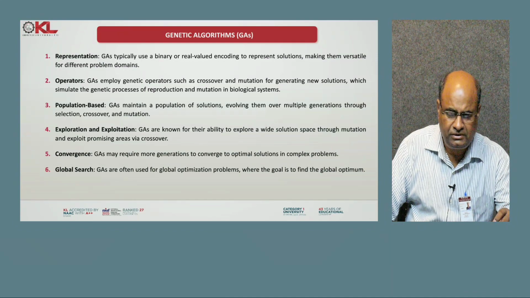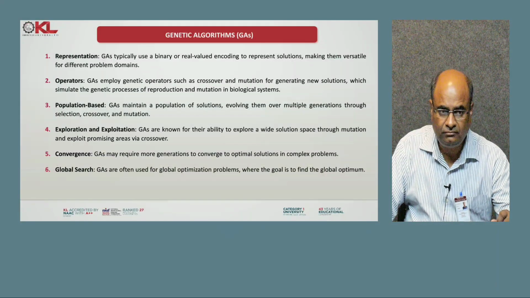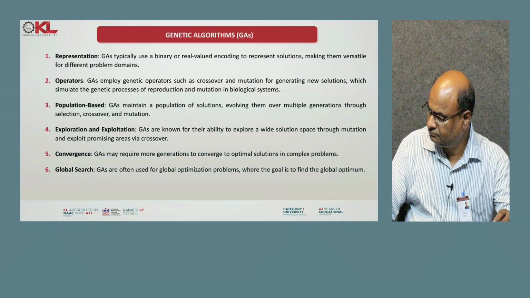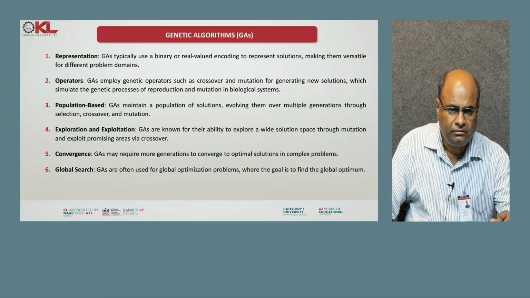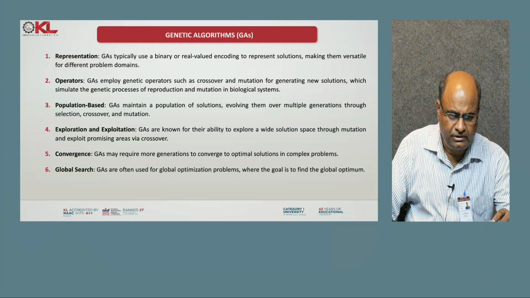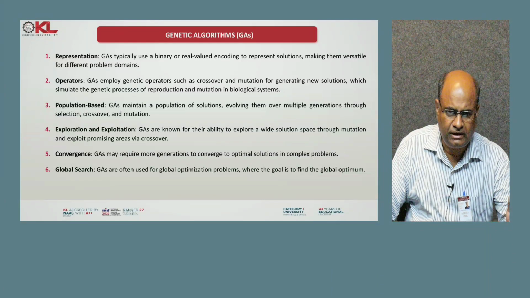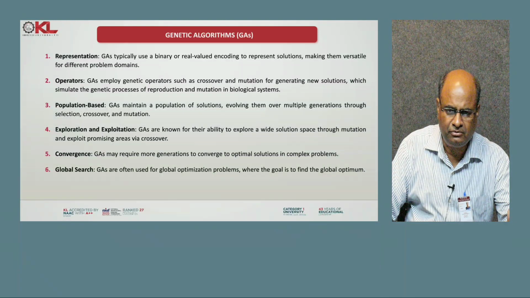So the fourth one is exploration and exploitation. Here, GAs are known for their ability to explore a wide solution space through mutation and exploit promising areas through crossover. The fifth one is convergence. GAs may require more generations to converge to an optimal solution in complex problems.